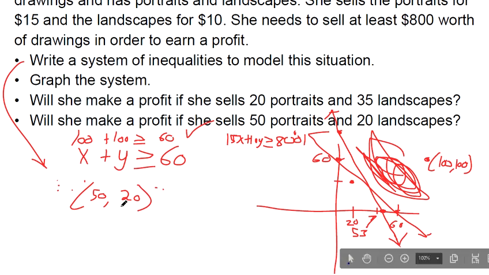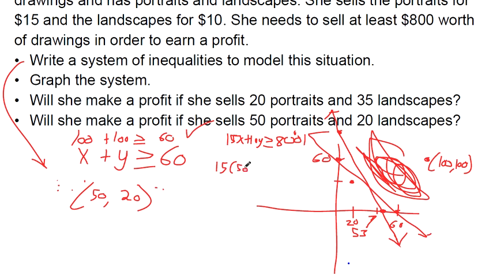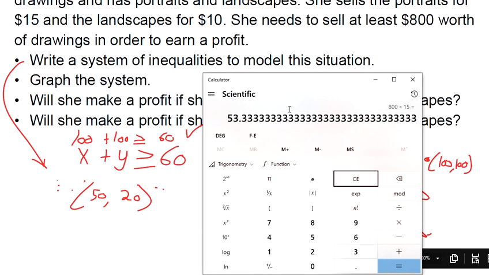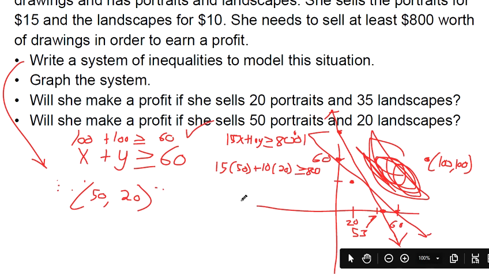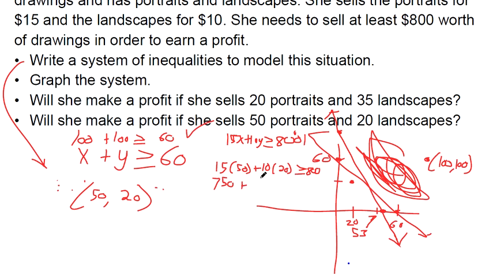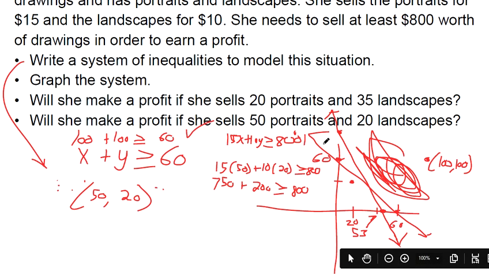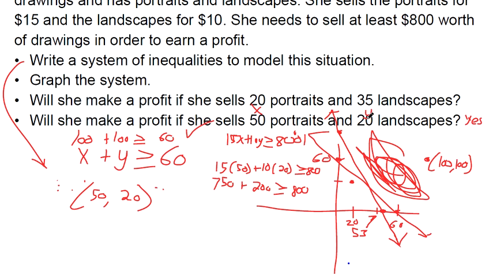Okay, so let's plug in 50 for x, 20 for y. 50 plus 20 is greater than or equal to 60, so that's true with that first inequality. And if you plug in 50 for x, 20 for y, 15 times 50 makes 750, and then 10 times 20 makes 200. So that's going to give us 950. 950 is greater than 800. So our answer is yes, because if you plug this in for x and this in for y, it turns out to be a true statement.